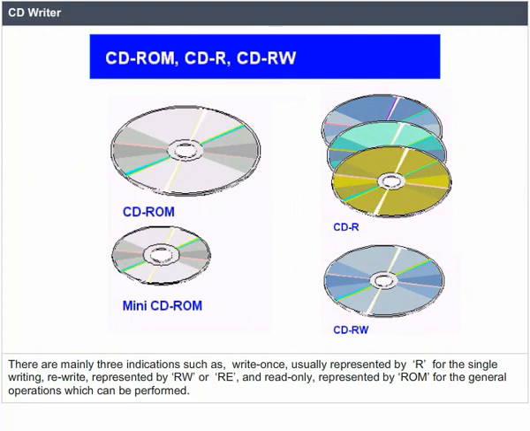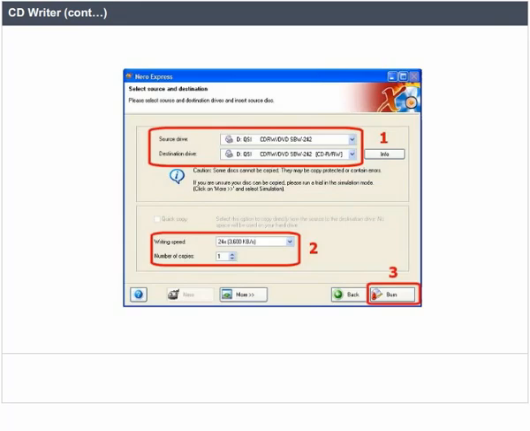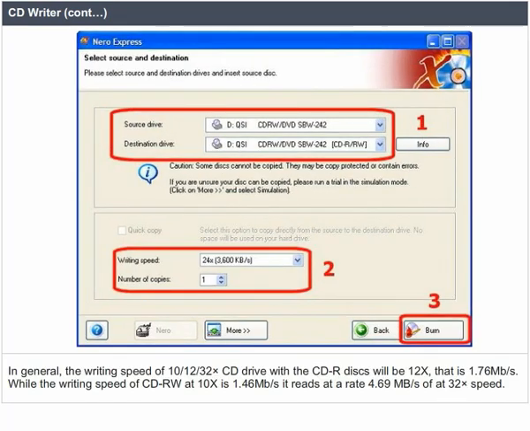In general, for a 10/12/32 CD drive, the writing speed with CD-R disks will be 12x, that is 1.76 MB per second, while the writing speed of CD-RW at 10x is 1.46 MB per second. It reads at a rate of 4.69 MB per second, at 32x speed.